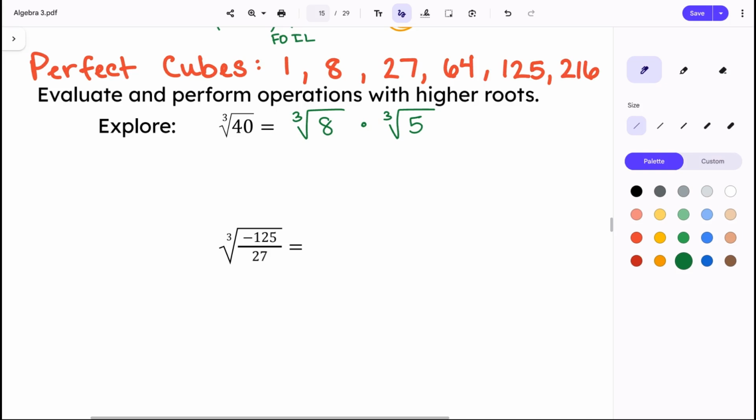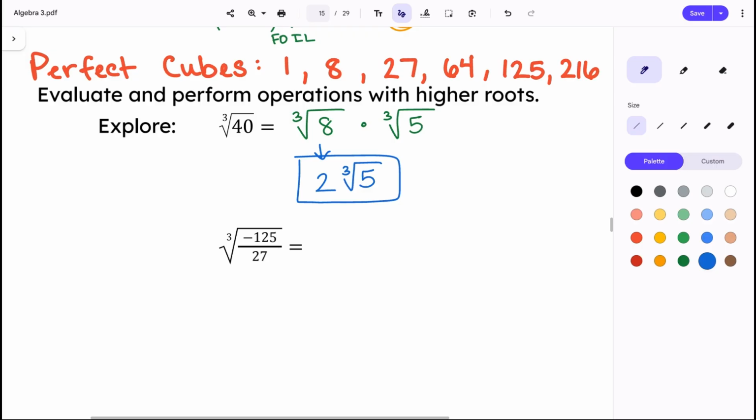Now, the cube root of 8 is 2. So this just becomes a 2. And then I can't do anything with the 5. So that's going to just stay. And then that little 3 should be up there in the corner. Don't forget that little 3. If you forget the 3 there, then you're saying it's 2 square root of 5, and that's totally different than the cube root of 5. So you want to make sure you're keeping track of what kind of root you're working with here. But you can see how that works very similar to what we did yesterday. It's just now we're talking about larger roots. We're not just talking about a square root here.